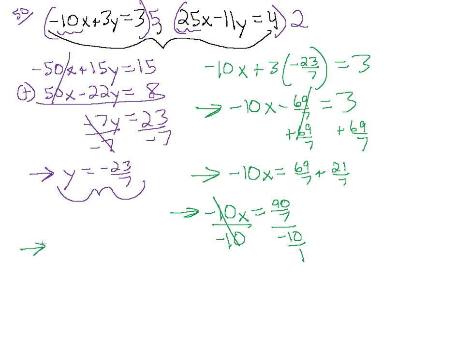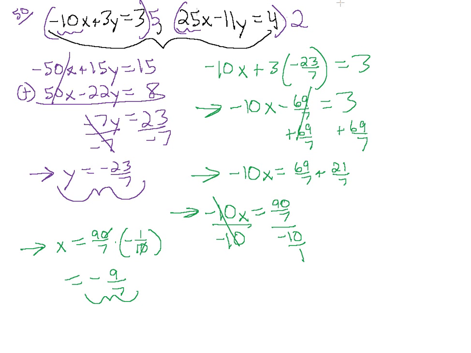These two terms cancel, so we'll have x on the left-hand side. We'll use one more step here. So we have 90 over 7 times, we're going to flip the second and multiply, so we have minus 1 over 10. We can factor a 10 out of 10 and 90, or just cancel these two zeros. We have a positive and a negative, which gives us a negative. 9 times 1 is 9. 7 times 1 is 7. And here's our value for x.